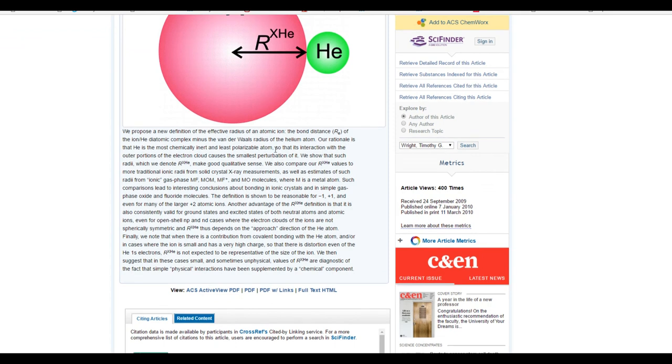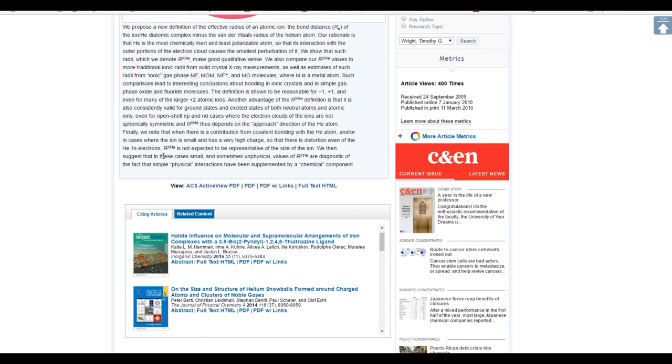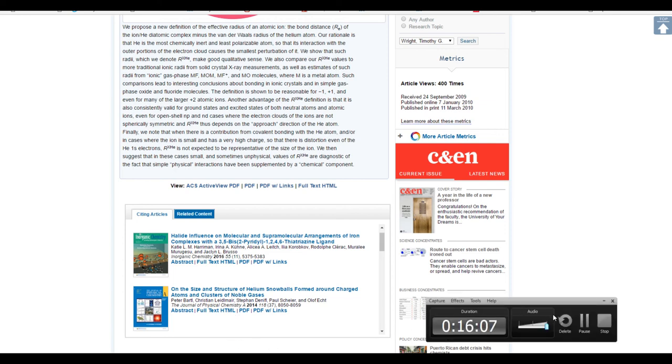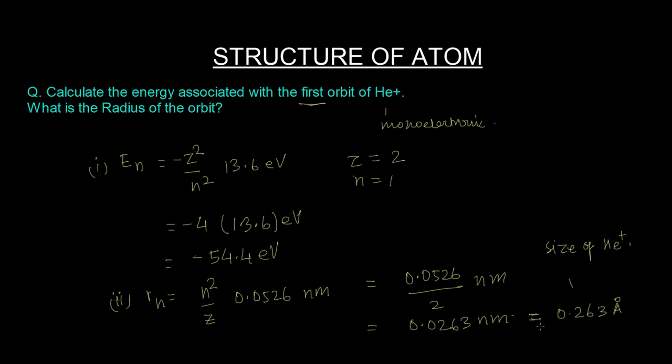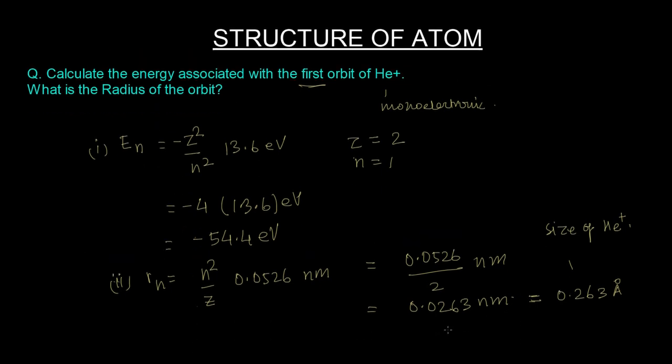So what does it come out to be? Not given? We'll try to find this out, because otherwise why are you not getting it easily on the net? Helium is an extremely stable atom and does not have any tendency to form He plus. Even if it does, maybe within a fraction of a second it will come back to where it is, maybe capturing an electron from somewhere. But if at all it exists for even a small amount of time, you'll find this radius to be 0.263 angstrom.